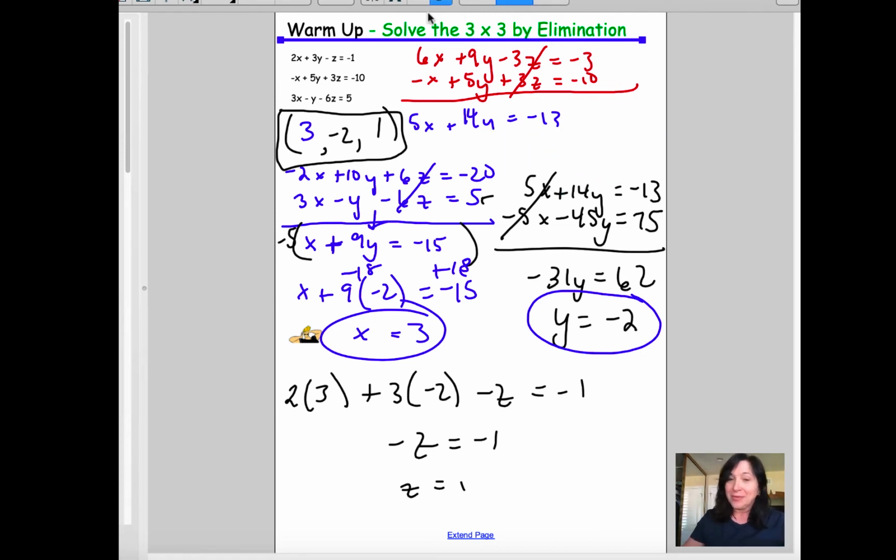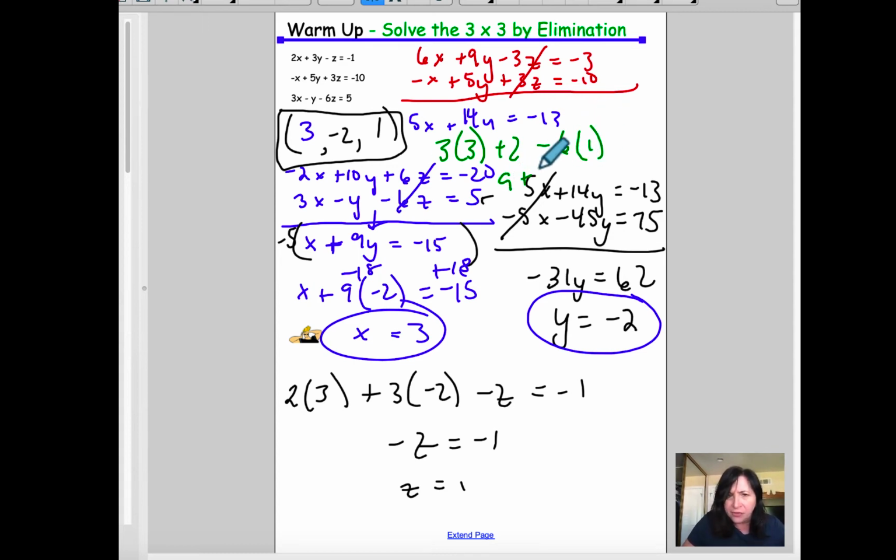Okay, let's use the bottom, which says 3x. So 3 times 3 minus y. So minus negative 2 makes plus 2. Minus 6 times z. Z is 1. What does that equal?